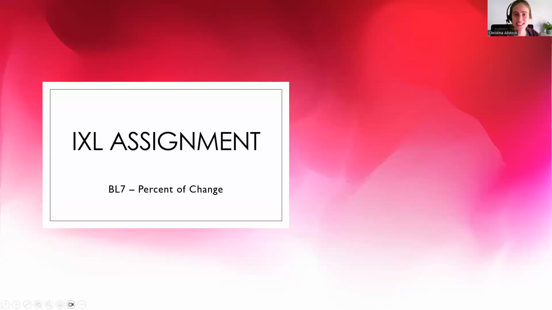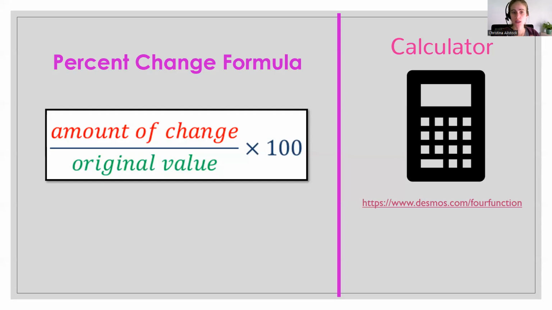Good afternoon. Today we're going to be working through IXL assignment BL7, percent of change. When we're dealing with percent of change, this includes both percent increase and percent decrease. If you go to the store, you might realize that due to inflation or just change of prices, the price for the t-shirt has gone up. It's increased. And so you're curious, what's the percentage? How much does this jump up by?